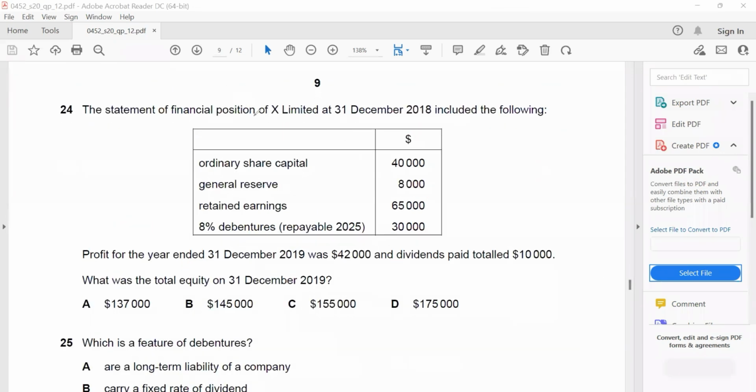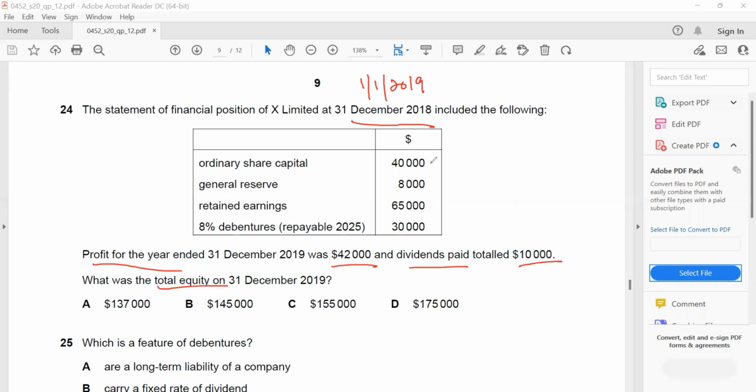24. The statement of financial position of X Limited at 31st December 2018 includes the following. Profit for the year to 31st December 2019 was 42,000 and dividend paid total is 10,000. What was the total equity at 31st December 2019? So this is year end. So beginning of the year will be 1st January 2019. So profit for the year. Okay, let me see what is the information given. Profit for the year, 42. Dividend paid, 10. What is the total equity?